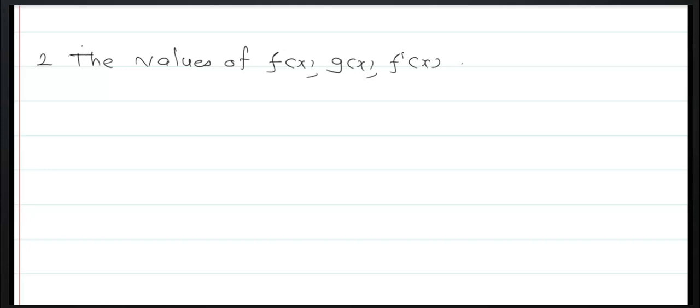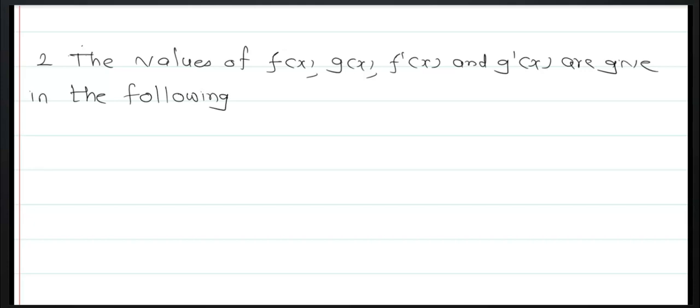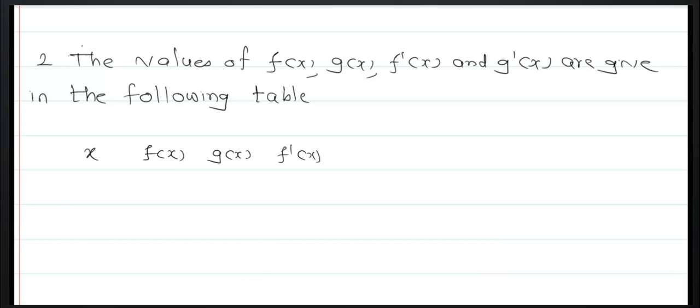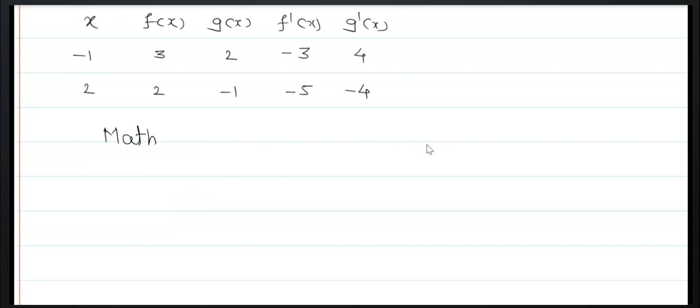Now solve these questions. This is the question for your practice. Now we'll start the next question, number 2. The values of f of x, g of x, f dash of x and g dash of x are given in the following table. The values of x are minus 1 and 2, f of x is 3. This is the table that you can see from the textbook.